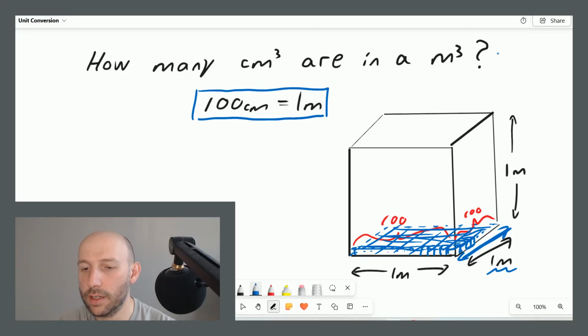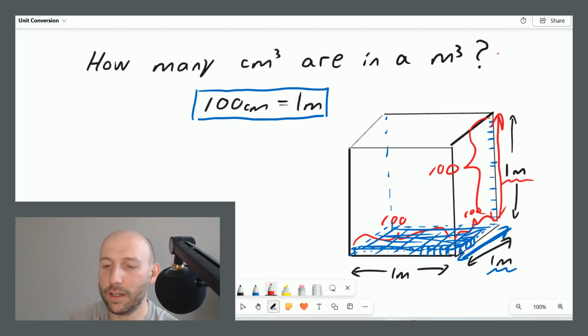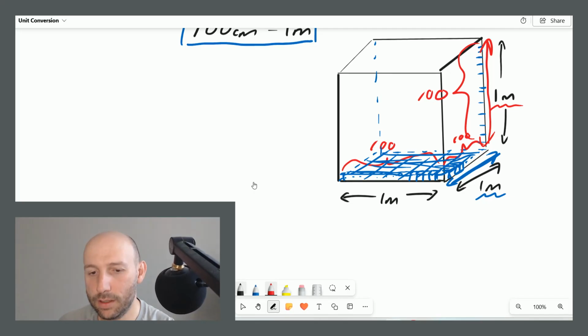cubic centimeters. But how many layers are we going to have the size of that floor? If we had to stack these layers to fill up the entire cube, how many of those layers would we need? Well, we would need 100 again, because once again, the height of a cubic centimeter is 1 centimeter, and 100 of those will fit in 1 meter. So we have 100 times 100 times 100. Well, 100 cubed is 1 million.